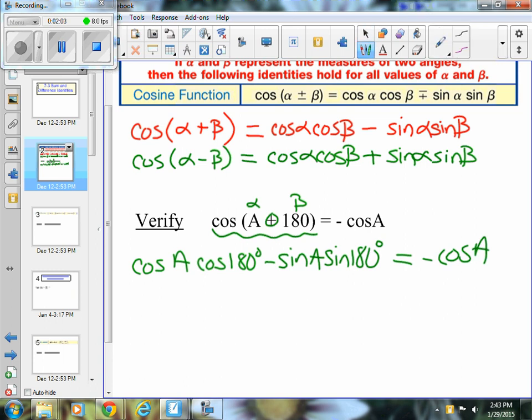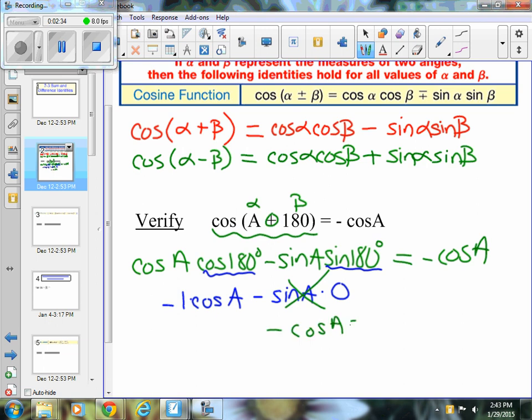For these verifies, they're a little bit easier maybe than some of the ones we were doing because we have some numerical things we can actually do. I know those, or I should know those. Those are your unit circle, so they're coming back. So what is cosine of 180? It'd be negative 1. So negative 1 times cosine of A, just going to put that coefficient out front. And then sine of A times sine of 180, which is 0. Anything times 0 is just going to be 0. So that term is gone. And you're left then with negative cosine of A equals negative cosine of A. You've verified it.